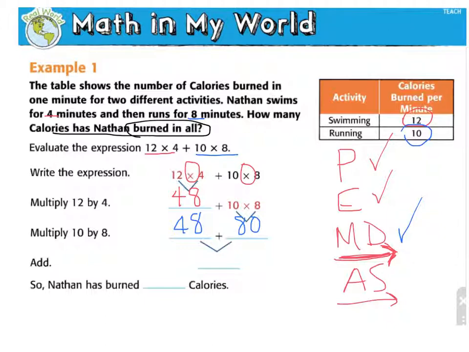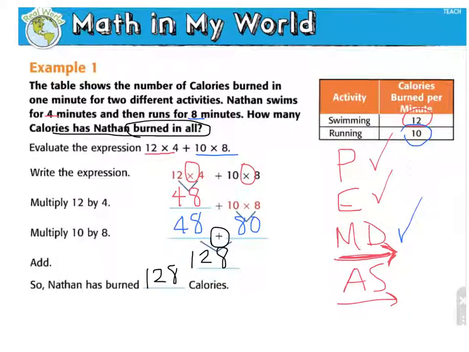Finally, I can move on to add and subtract. I have one operation. I will add 48 and 80. I know 40 plus 80 is 120, plus 8 more is 128. So Nathan burned 128 calories.